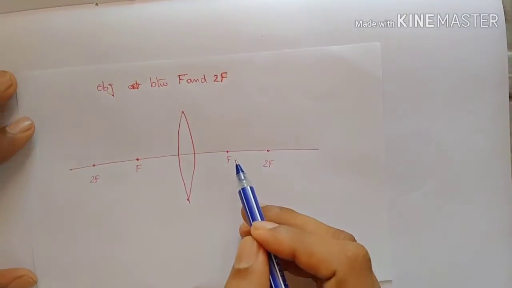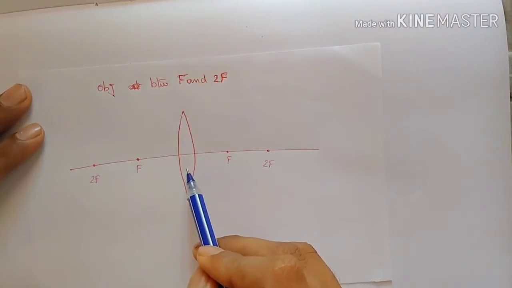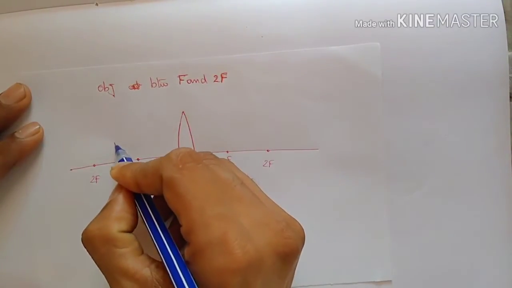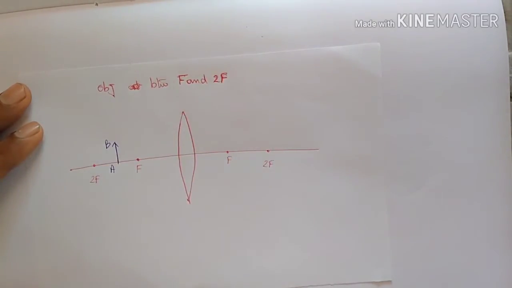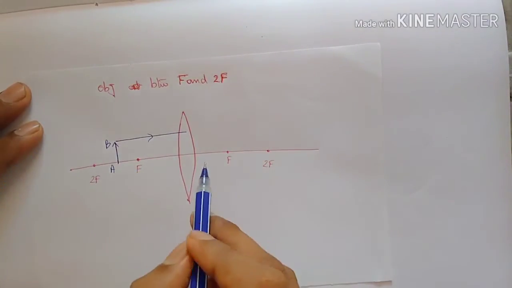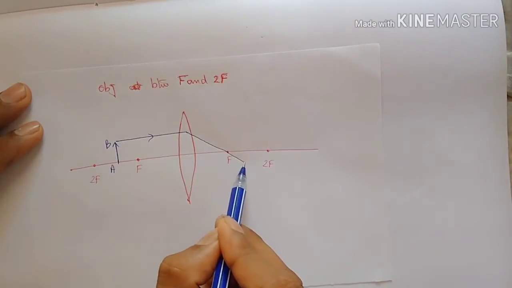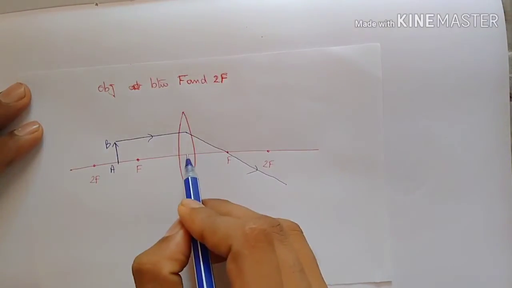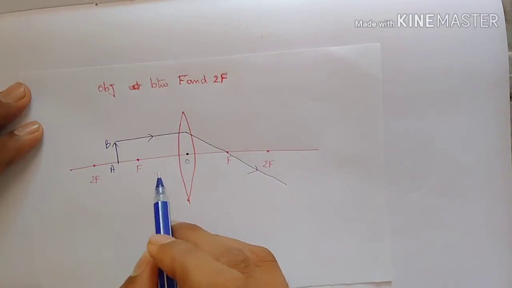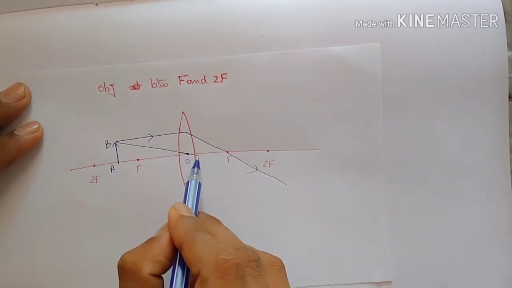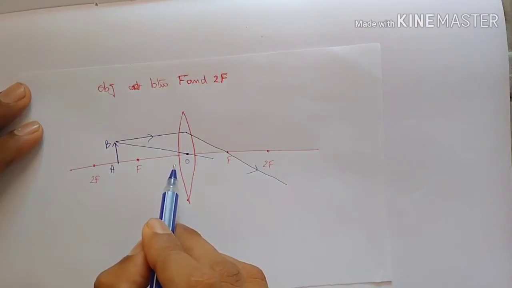If the object is placed between F and 2F in front of a convex lens, we draw the ray diagram. The object is AB. It is placed between F and 2F in front of a convex lens. Initially, a light ray parallel to the principal axis will get converged and pass through the focus like this. Then next we could consider a light ray towards the optic center of the lens. A light ray which is incident towards the optic center of the lens will pass without any deviation.